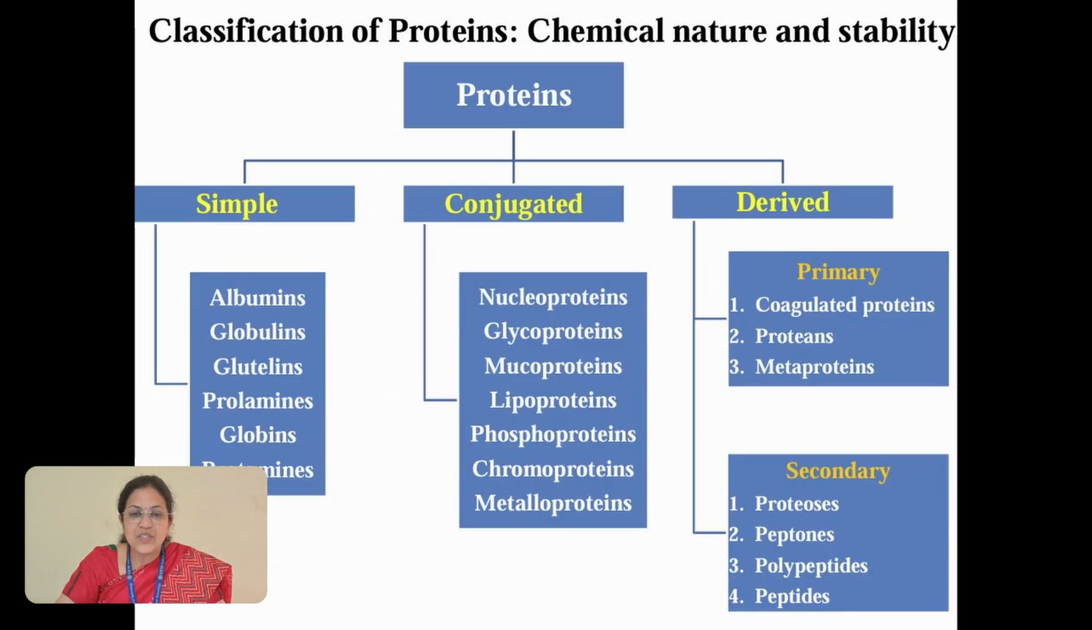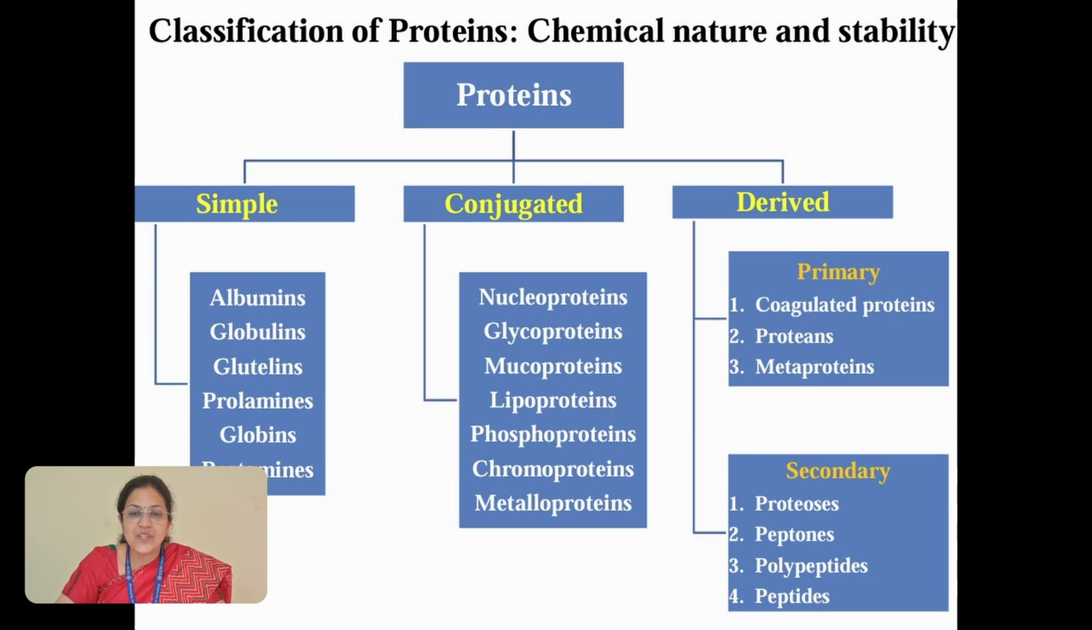Another classification of proteins is based on chemical nature and stability, where proteins are classified into simple, conjugated and derived. Under simple you have albumin and globulin. Under conjugated you have nucleoproteins, glycoproteins, mucoproteins, and under derived you have two subtypes, primary derived proteins and secondary derived proteins. Primary derived proteins are called coagulated proteins, and secondary derived proteins are called proteoses and peptones.